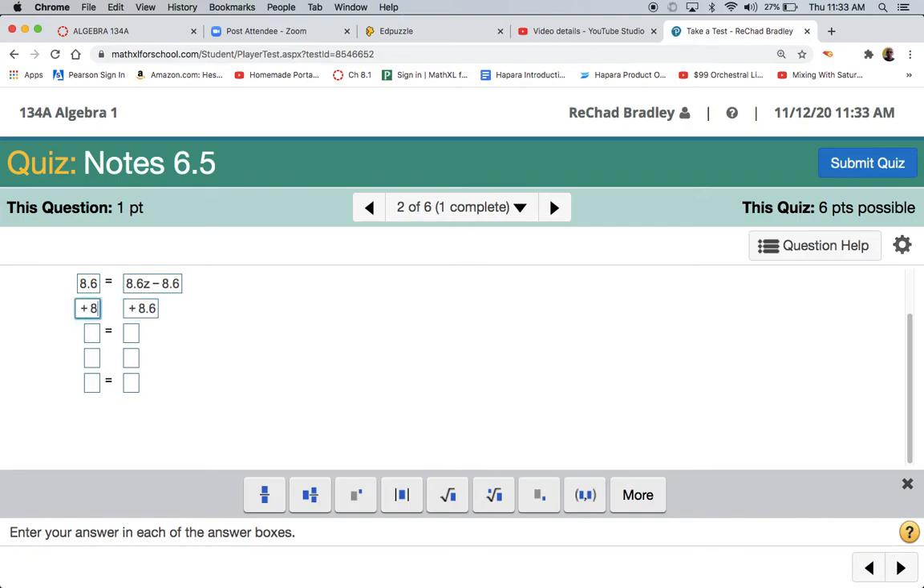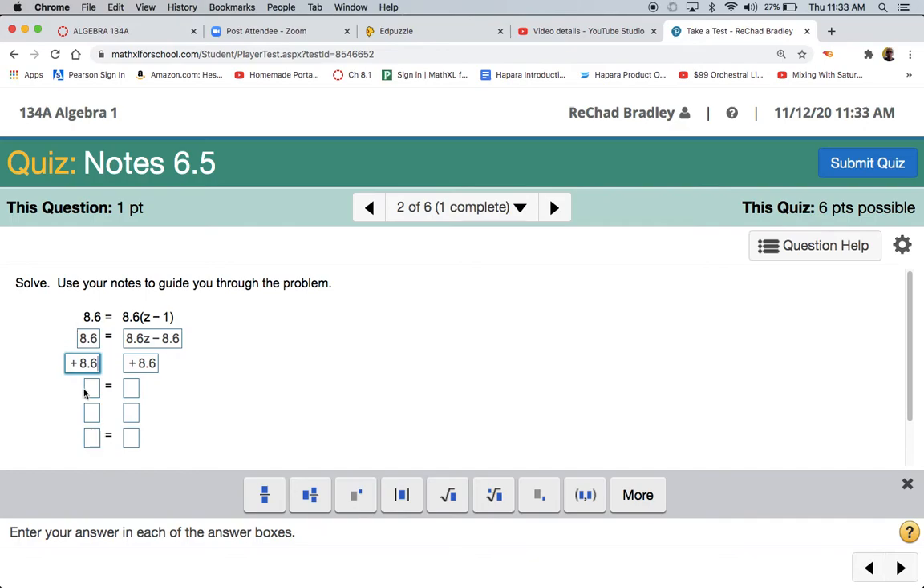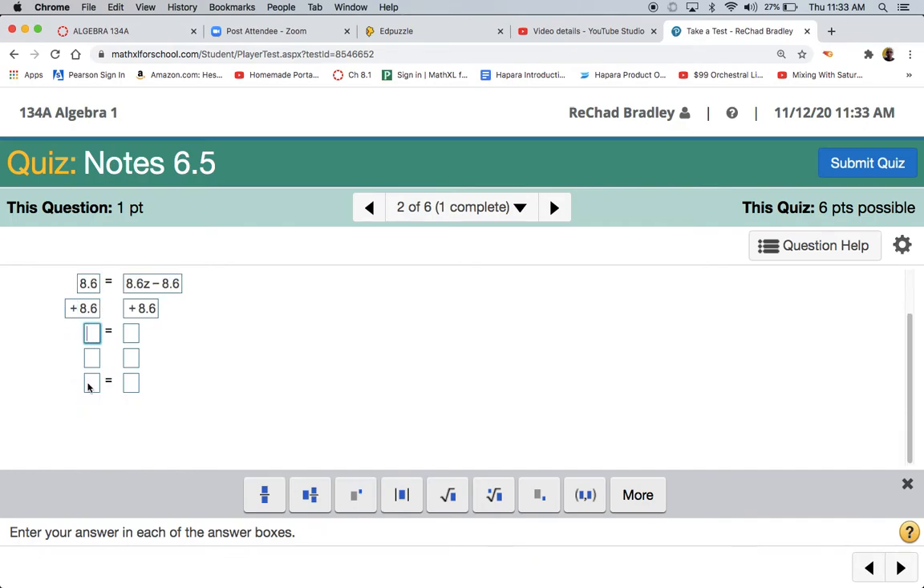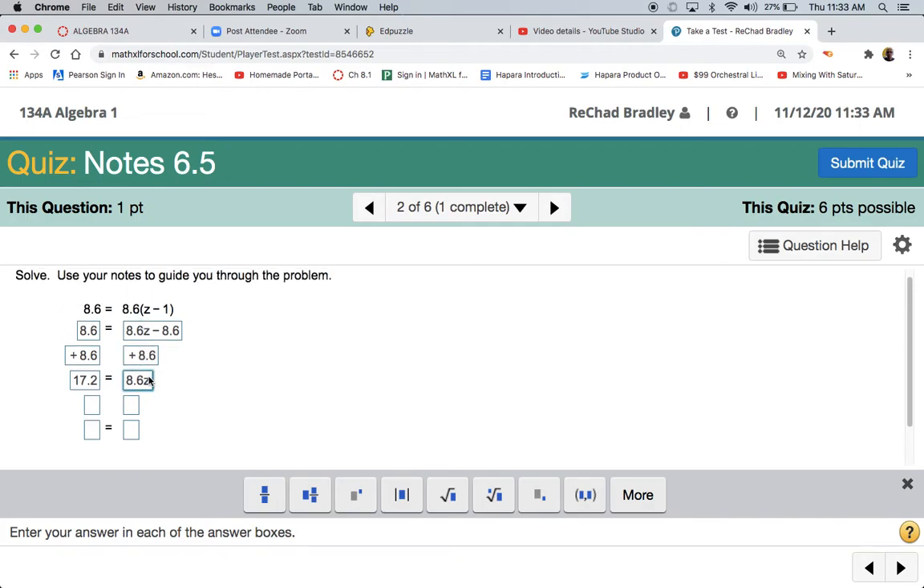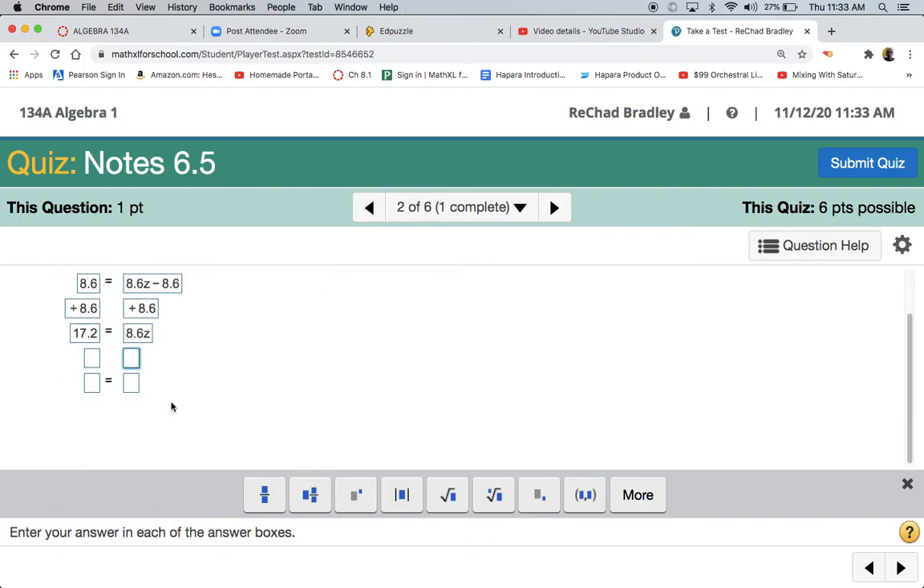and adding 8.6. And doubling 8.6 would be 16 and 12, so make that 17.2 with 8.6z being left over. Again, now that these two are attached directly as they are, we go ahead and we divide by 8.6.